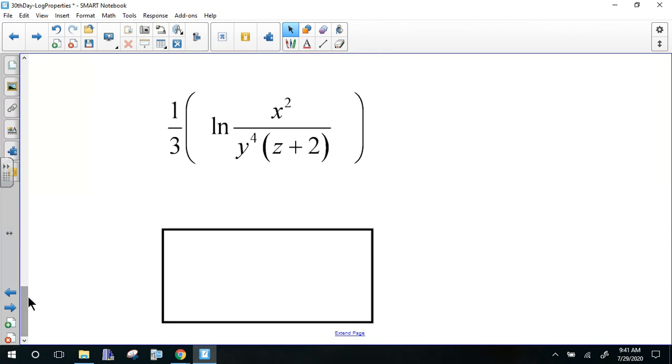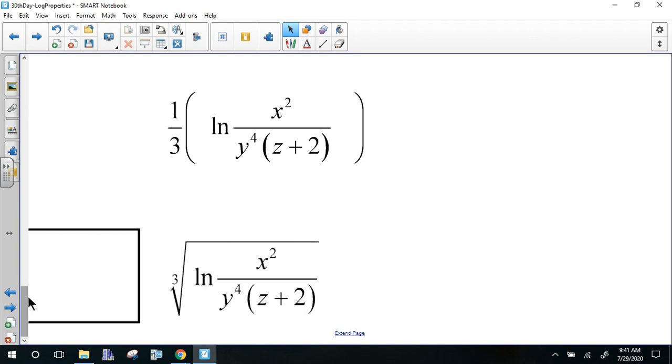And now the 1/3 becomes a cube root over everything because all of this was originally in a set of parentheses multiplied by that 1/3. So the cube root is over all of it.